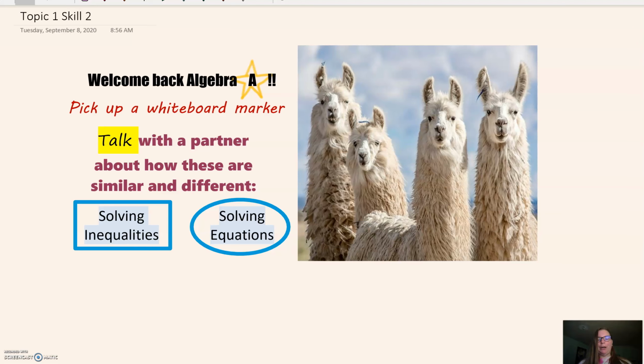Instead of a whiteboard marker, please take out a paper and pencil, and I would like for you to write out how these two things are similar and different. Pause the video now and do just that.